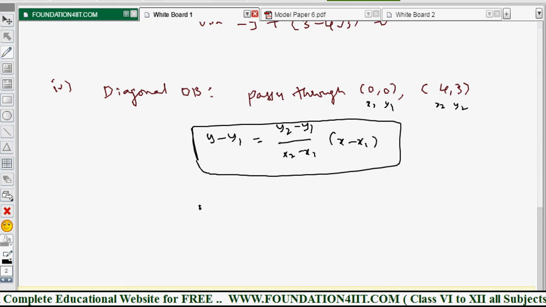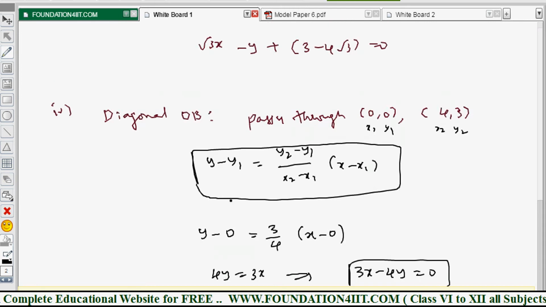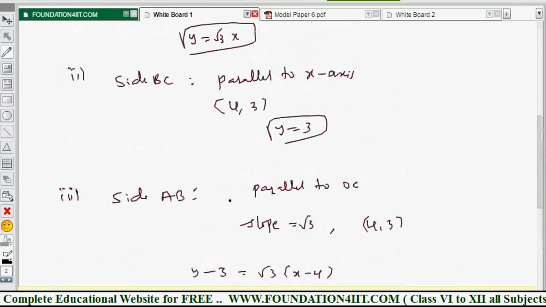Just applying this, y minus 0 is equal to 3 by 4 into (x minus 0). Simplifying this, 4y is equal to 3x. From this, 3x minus 4y is equal to 0. Right? This is the equation of the diagonal. So these are the 4 equations: 1, 2, 3, 4.